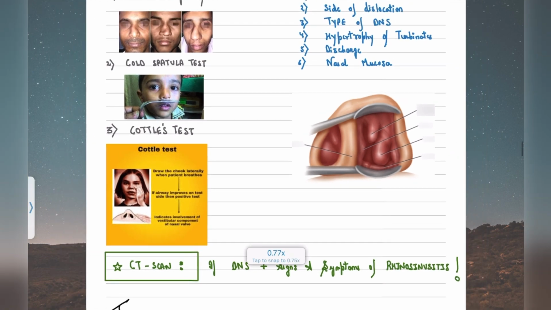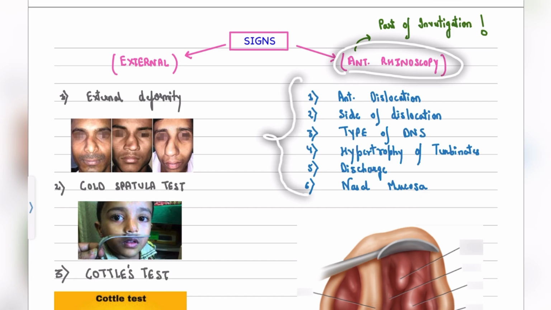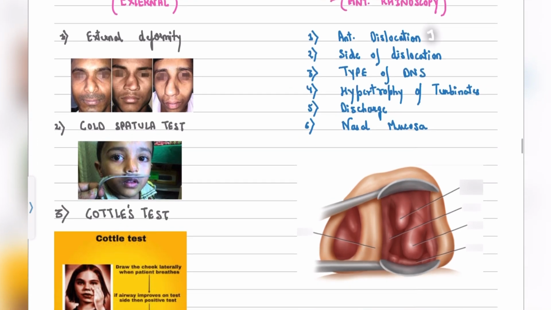All right. Now, the second point is anterior rhinoscopy. These are the things that you might be able to assess while doing an anterior rhinoscopy. First, we might perceive the anterior dislocation as seen in this patient. We might as well see the side of dislocation, whether it is on the right side of the nose or the left side of the nose. We might even comprehend what type of DNS it is, C-shaped, S-shaped, or a spur or anterior dislocation.